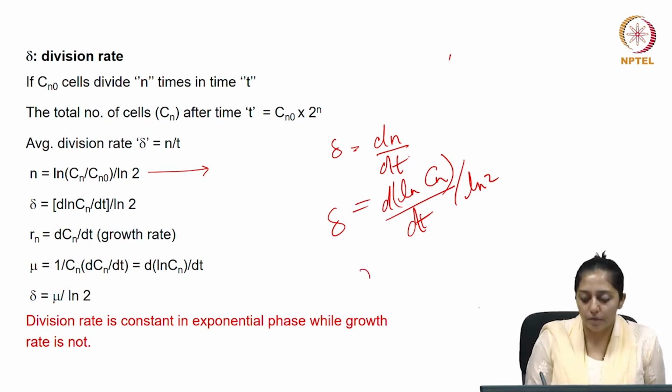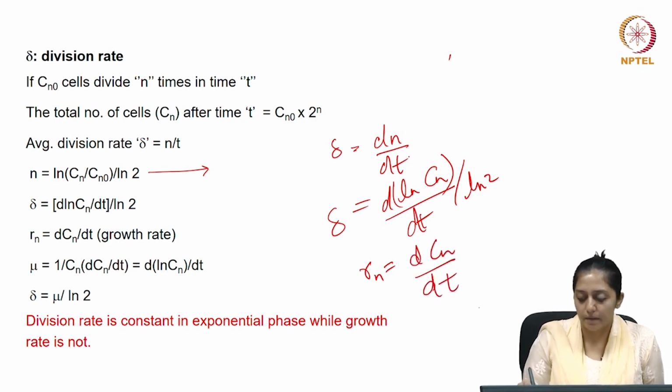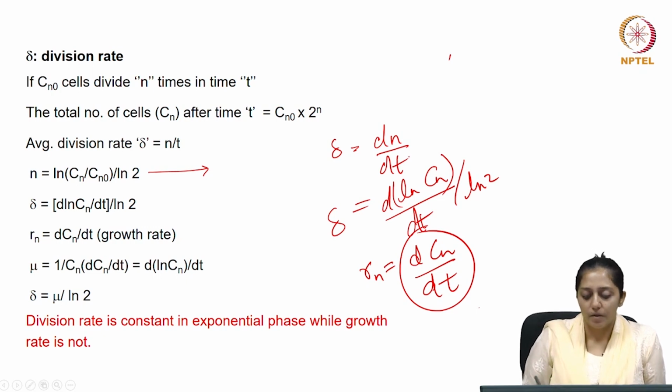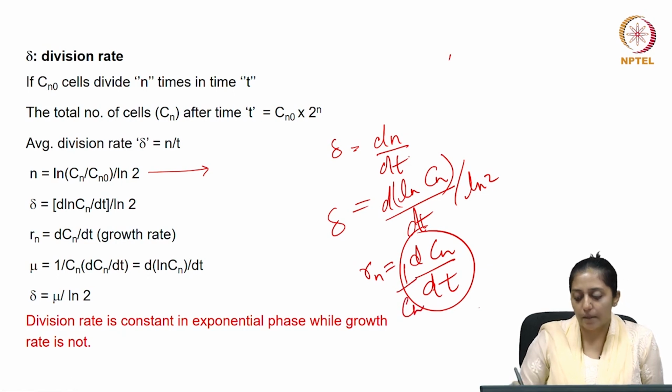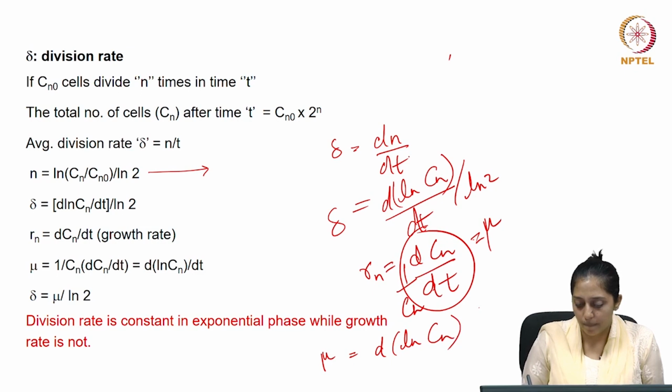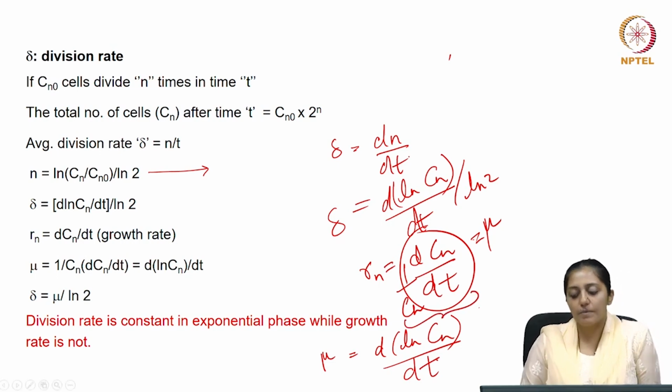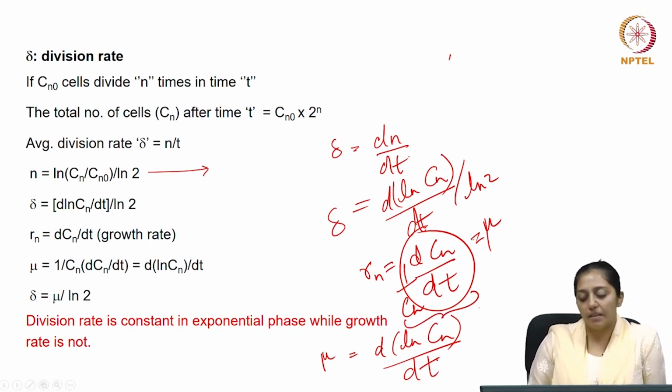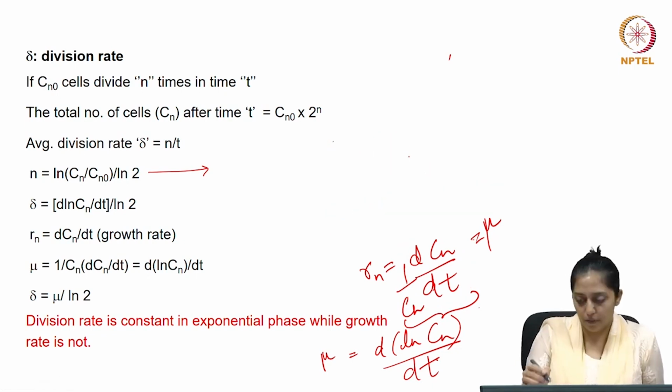So, now the rate of growth is equal to dCn by dt. This is your growth rate, and if I normalize it with the cell number, it becomes the specific growth rate, isn't it? So, if I substitute now mu as d ln Cn by dt, so this has been substituted as d ln Cn by dt in this equation for clarity.